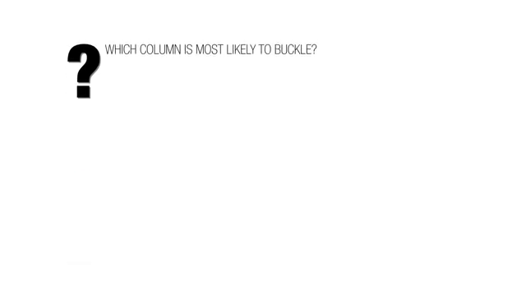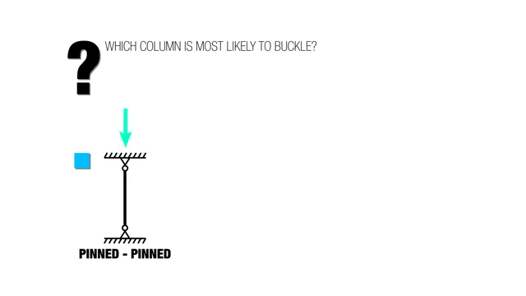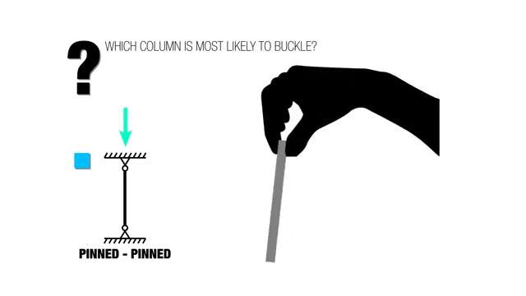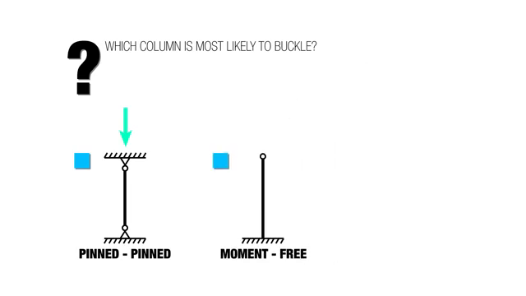Which column is most likely to buckle? A pin connection on both ends, and this little signal here means it's a pin connection. So you can picture it like a rod being held between your fingers. That's a pin connection. You can kind of pivot. A moment connection on one end and free or no connection on the top.